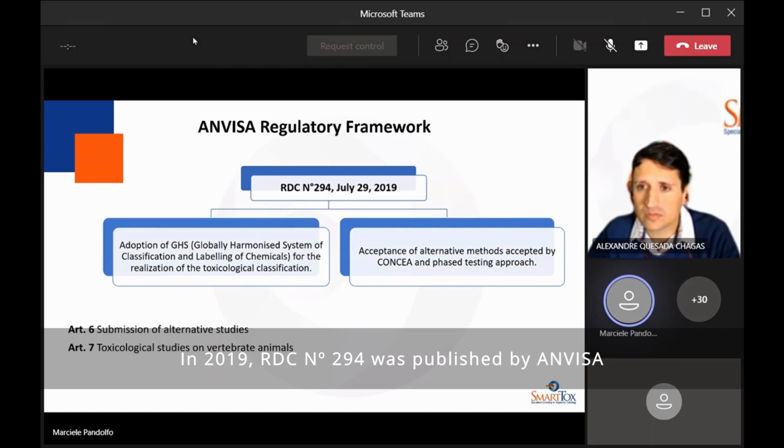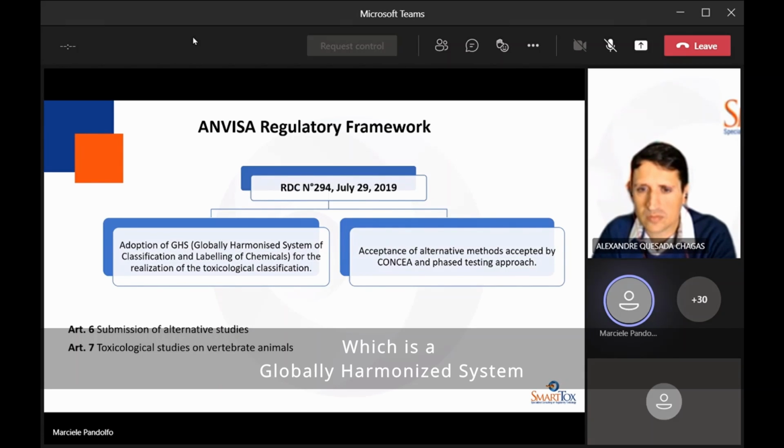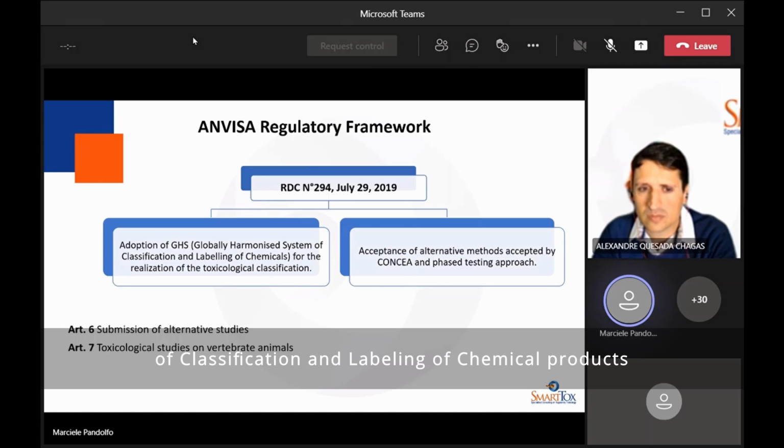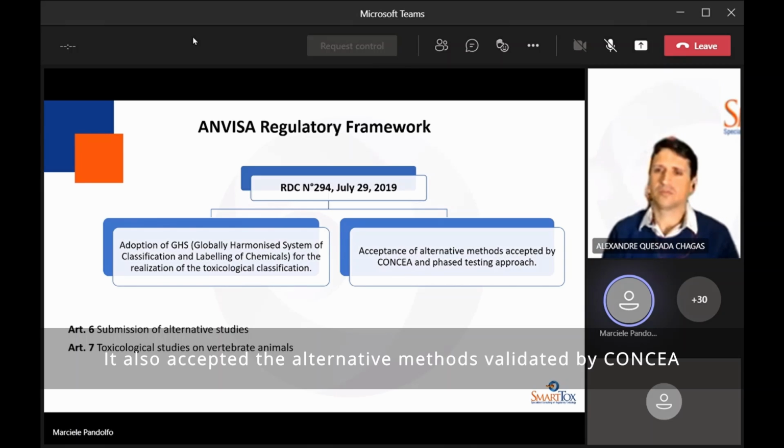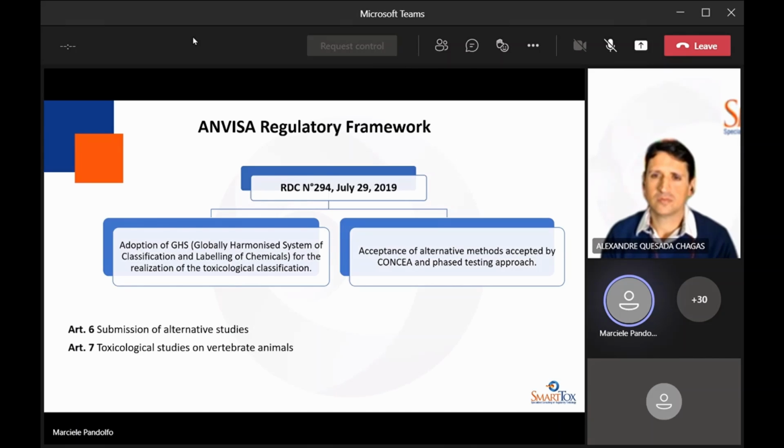Em 2019, então, foi publicada a RDC 294 pela Anvisa, adotando o GHS, que é o Sistema Globalmente Harmonizado de Classificação e Rotulagem de Produtos Químicos, para a realização da classificação toxicológica dos produtos. E também aceitou os métodos alternativos validados pelo CONSEA e também a abordagem de testes por fase.